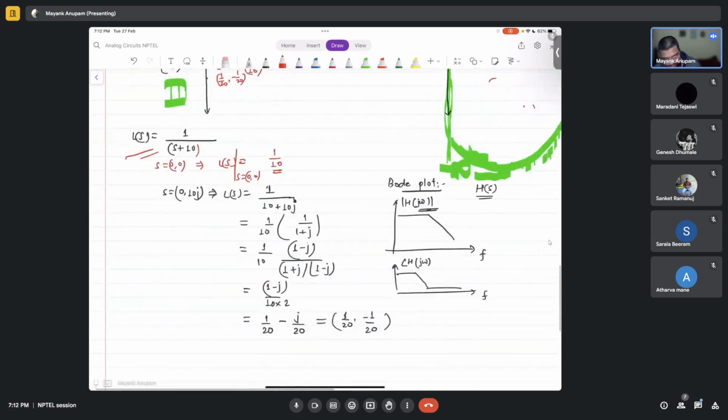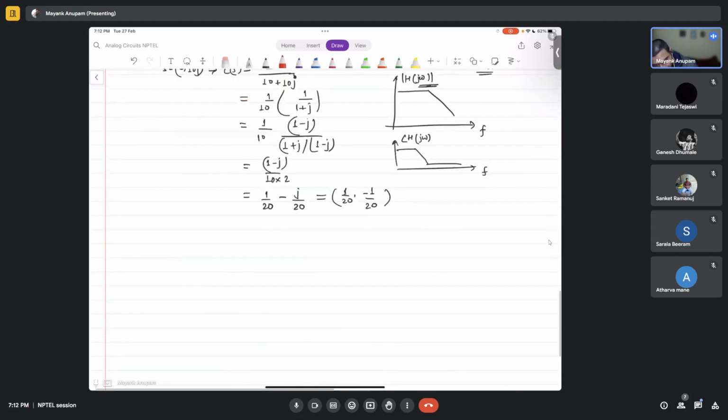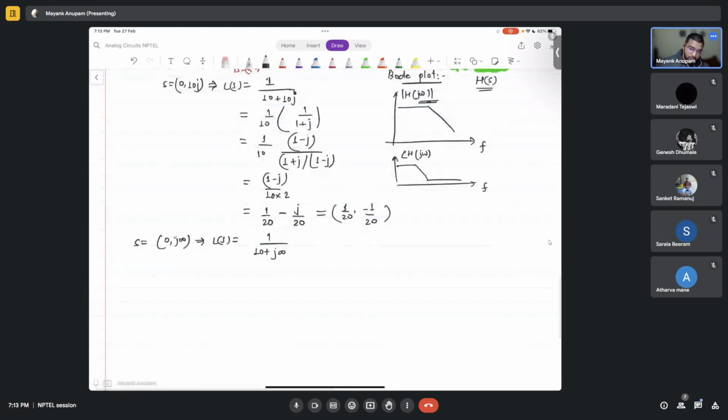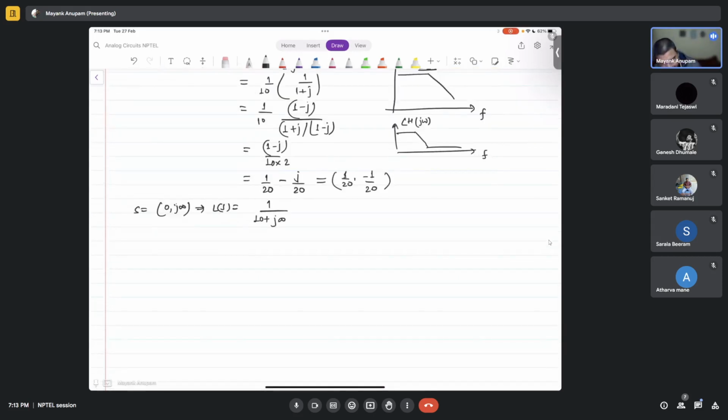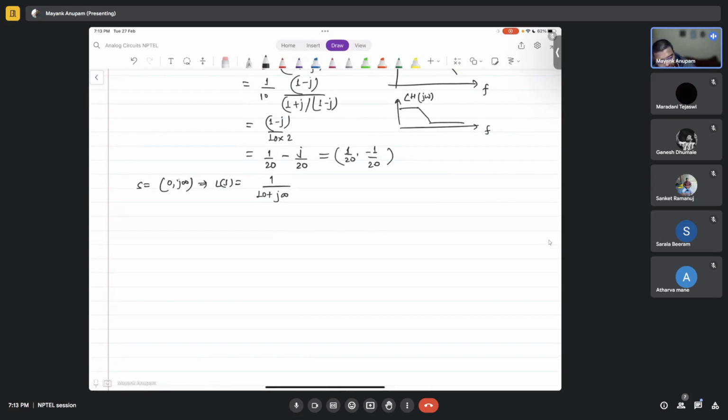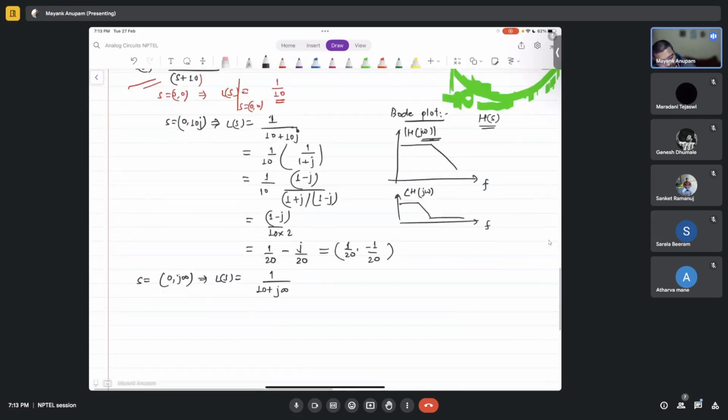Okay, this is done. Now let's say I take another point, let's say j omega is equal to infinity. So if you take s is equal to 0 comma j infinity, how will this look? L of s will be 1 over 10 plus j times infinity, right? So tell me what will be the magnitude of this and what will be the phase of this? Where will this point lie?